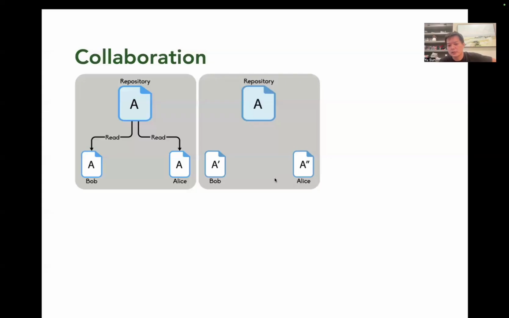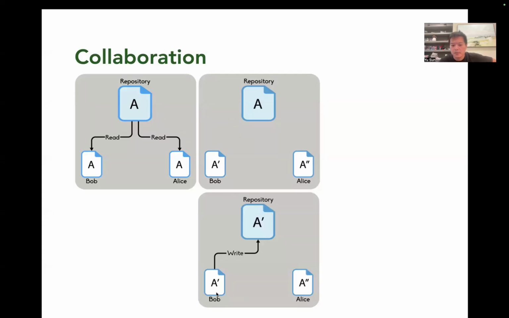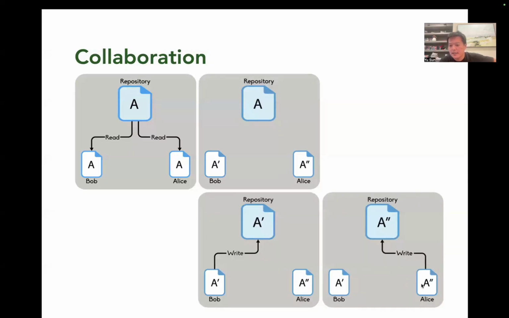Now what they need to do is push the changes back to the repository, because the repository is a centralized repository everyone should use. So Bob wrote the change back to here. Bob finished first. And then after that, Alice wrote her changes back to the updated repository.